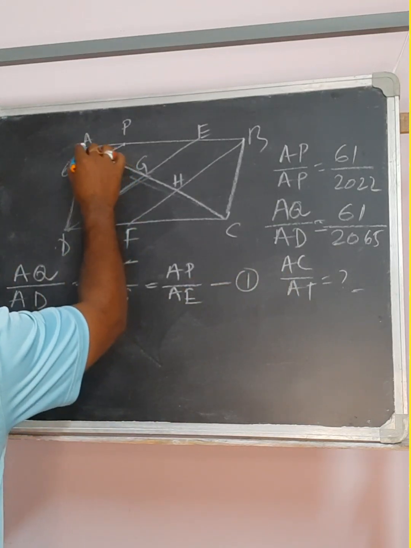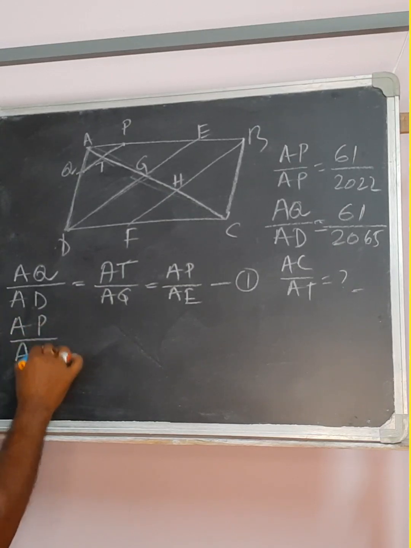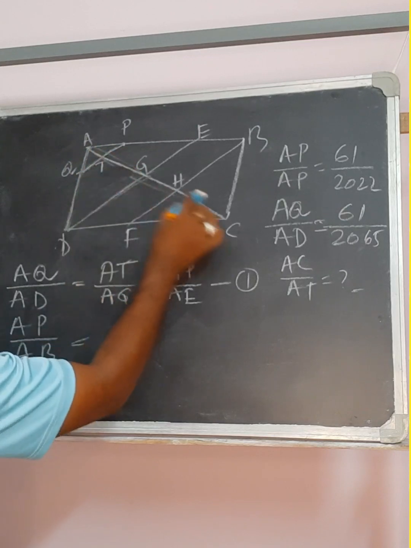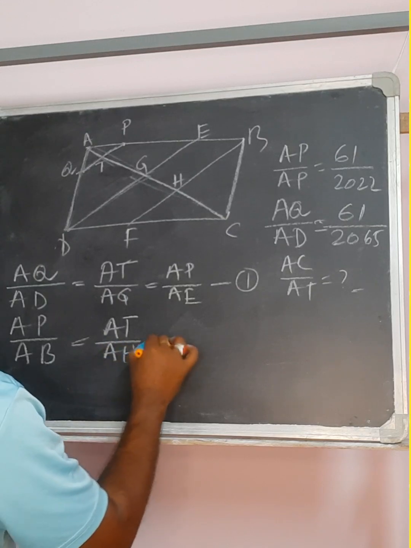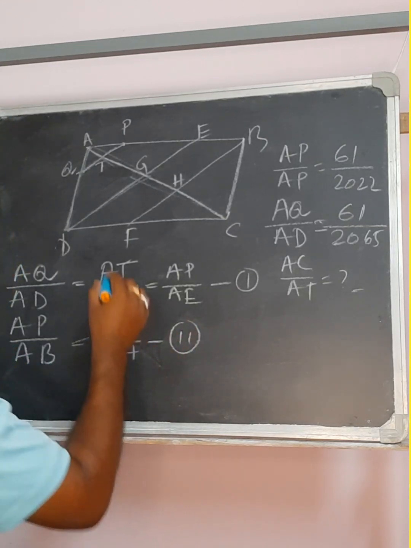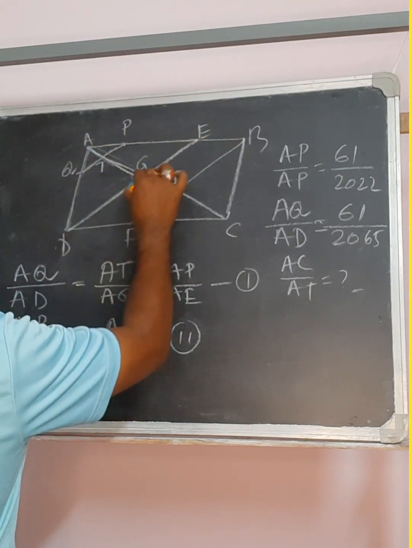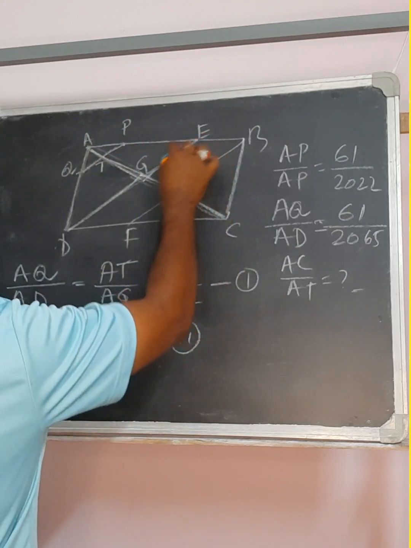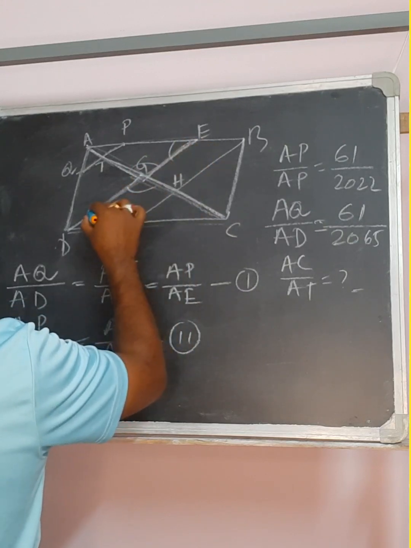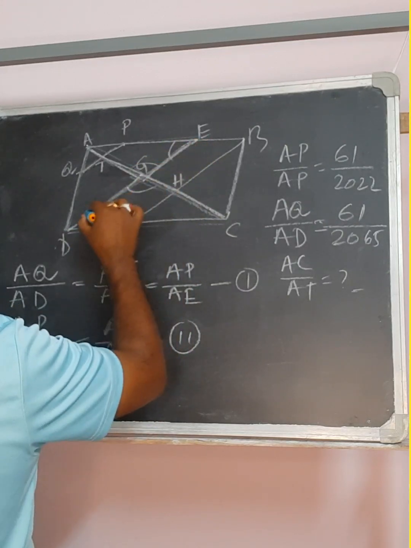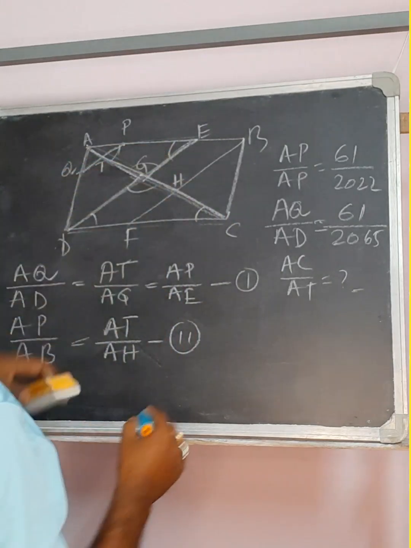Now further, if I take AP is to AB, that has to be equal to AT is to AH. Okay, so this is the second set of ratios. Now another similarity is that if I take this triangle and this triangle, these are the two cross lines making a triangle between the two parallel lines. So this angle is equal to this angle, and this angle is equal to this angle. So from this similarity, these are similar triangles.